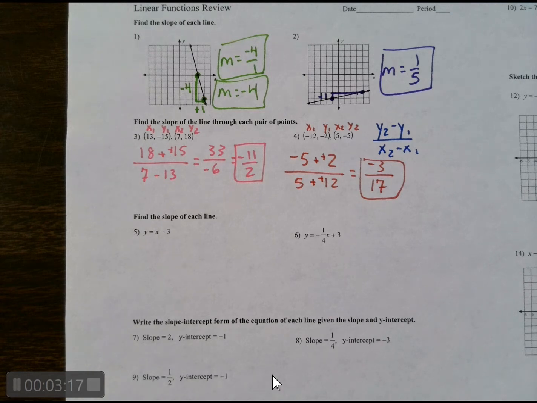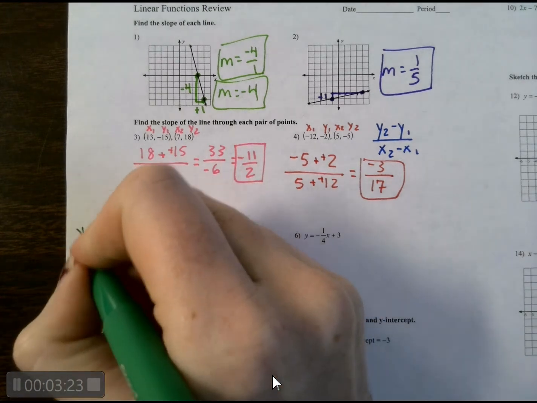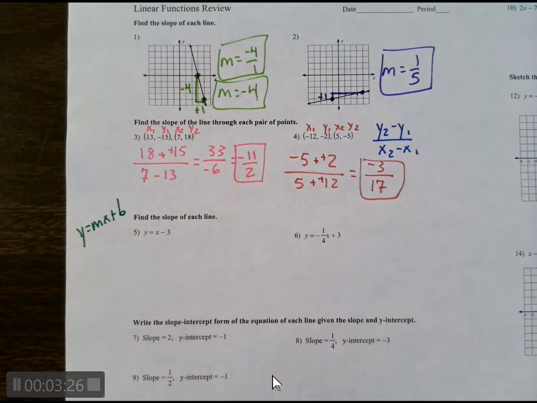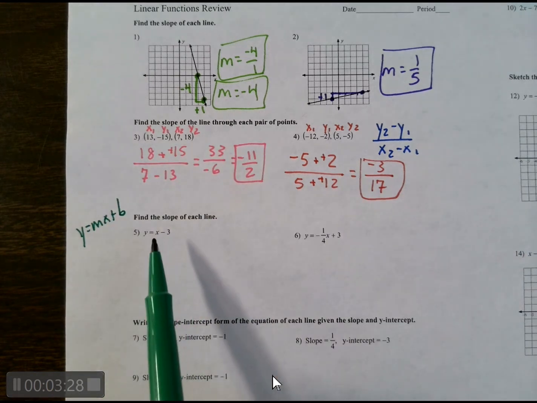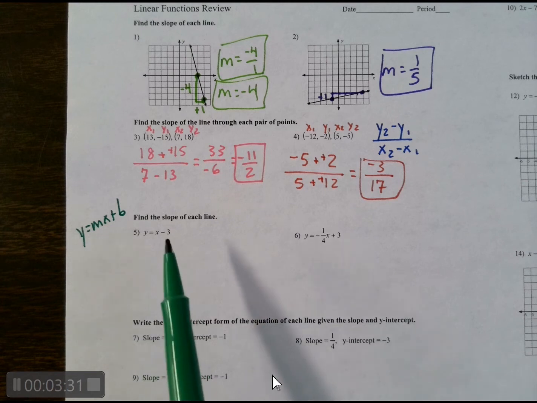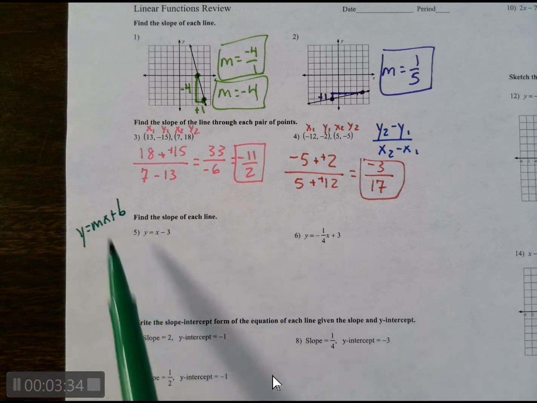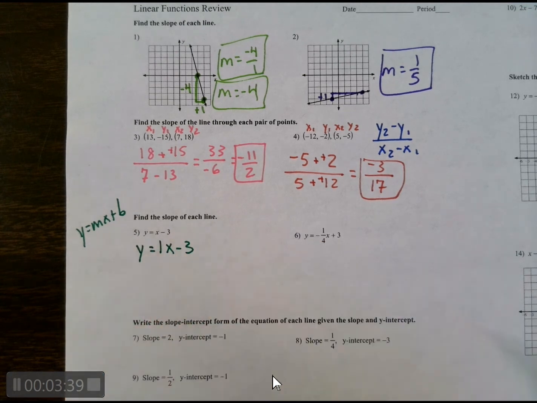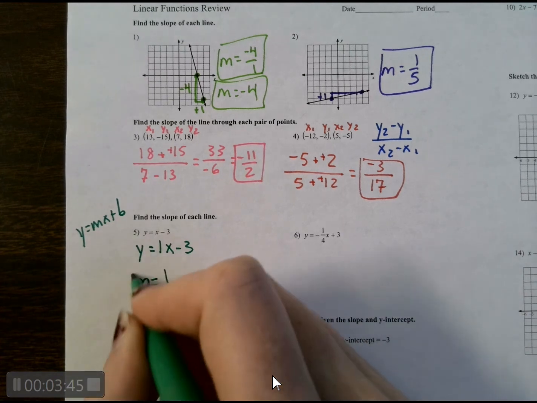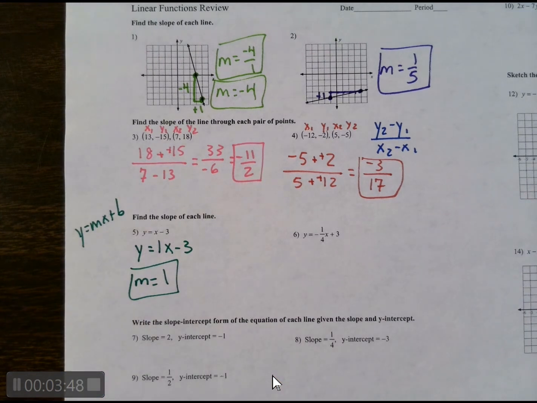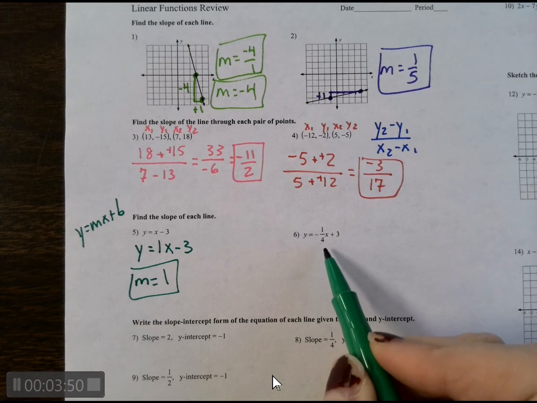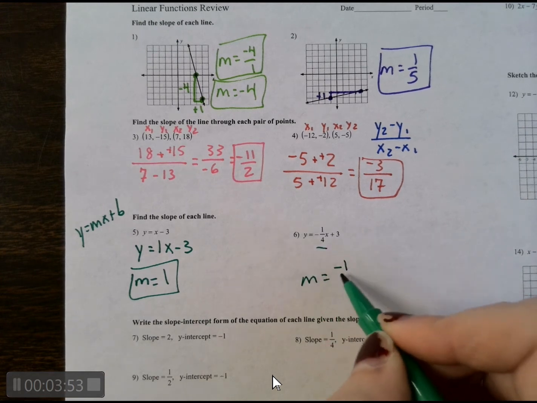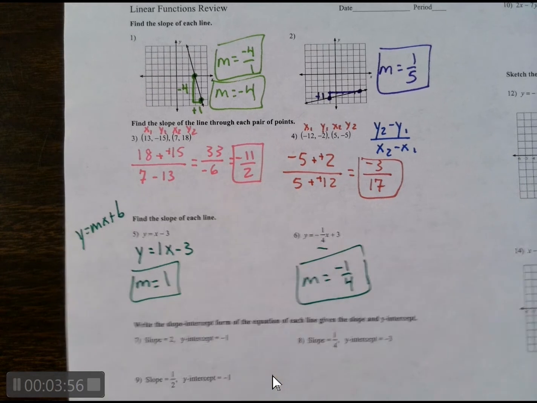For number 5, find the slope of each line. So when it gives it to us in y equals mx plus b form, which is exactly what it's done, all we need to do is figure out what is in front of our x, and that's going to be our answer. Okay, so another way we can write this is 1x minus 3. And so what's in front of our x? It's a 1, so m equals 1. Okay, and then what's in front of our x in this one? That's right, that -1/4. And so there's our answer there.